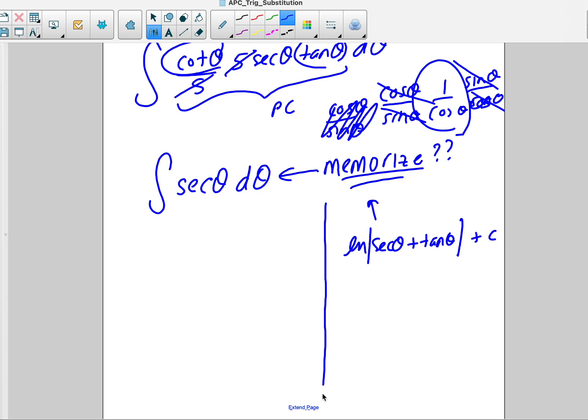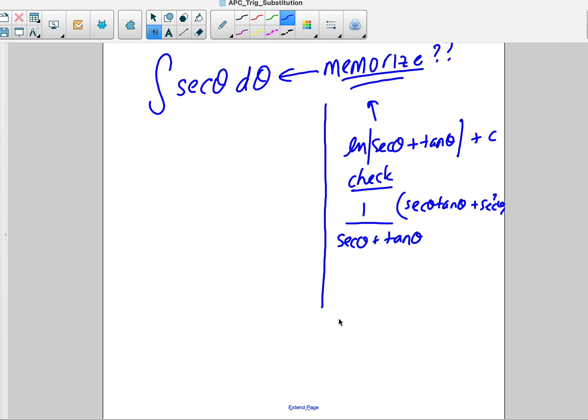But because sometimes my memory fails me, I'm going to do a quick check and differentiate this. If I do the derivative, I would get 1 over the stuff, so secant theta plus tangent theta, and then times the derivative of the stuff. Well, the derivative of secant is secant tangent, and the derivative of tangent is secant squared. And you might be thinking, Hogan, there's no way that's going to be a secant when it all cleans up.